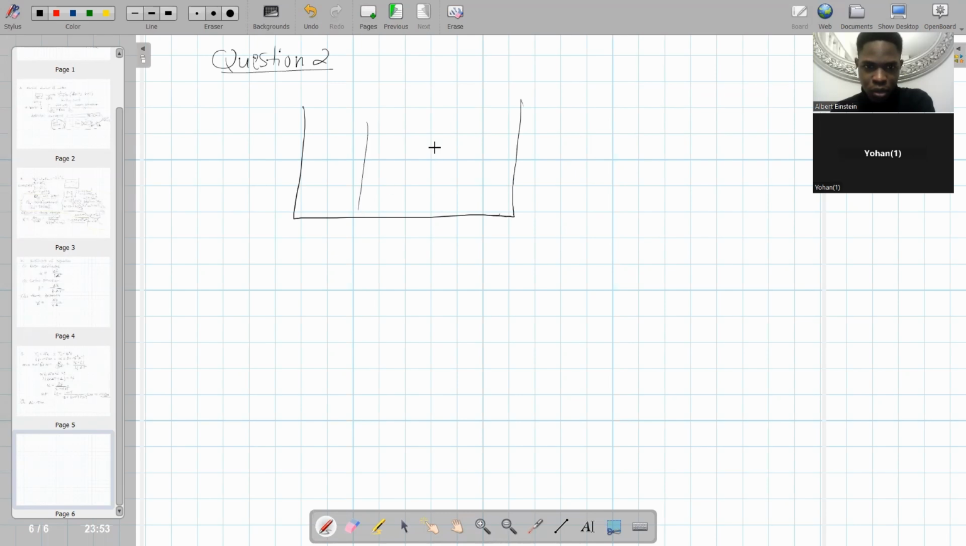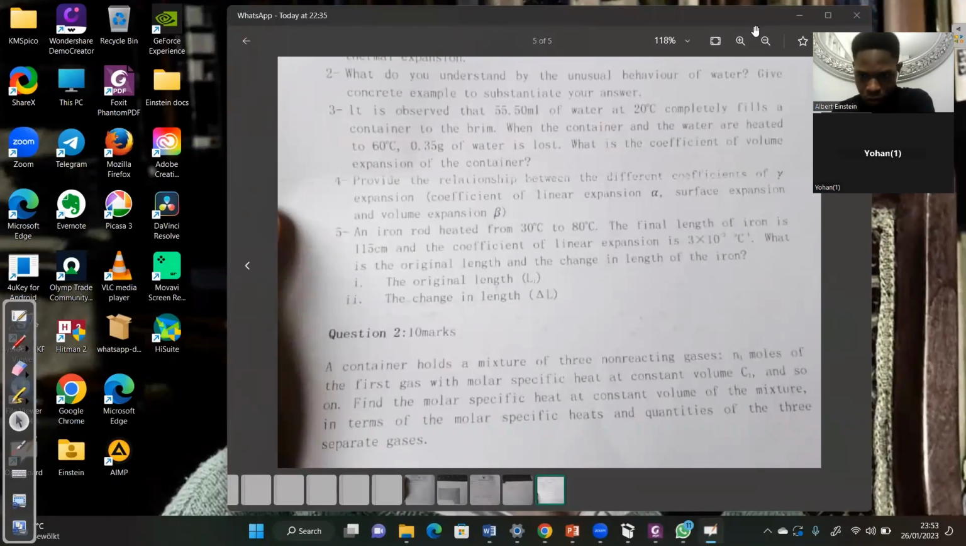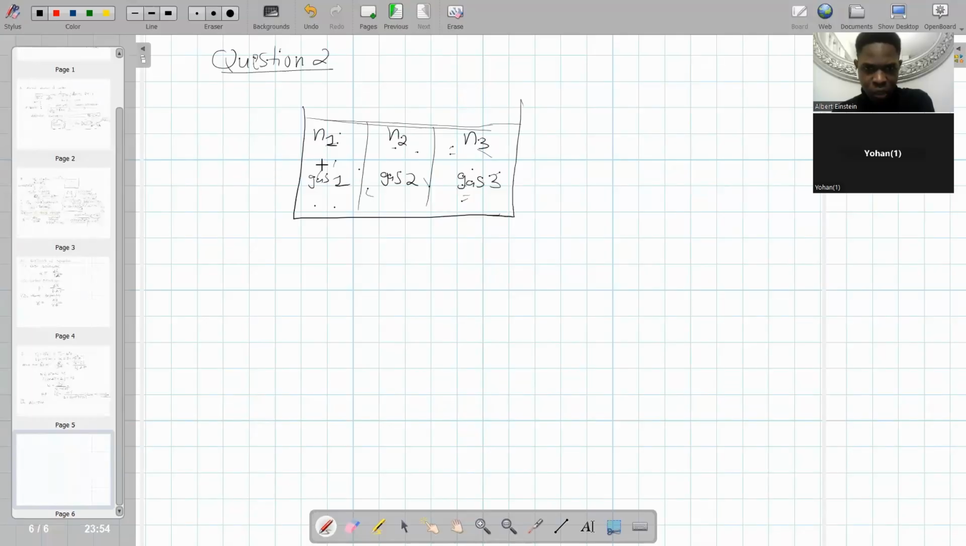So let me just put them like this. We have N1 moles of gas 1, N2 moles of gas 2, and N3 moles of gas 3. The gases don't react with each other, so they exist like separate entities in the mixture. The first gas has molar specific heat, or specific capacity, C1. The second gas, C2. Third gas, C3.